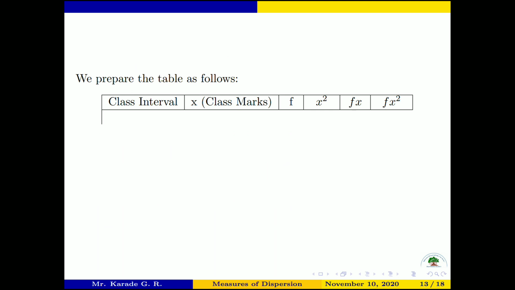Now we prepare the table as follows: class interval, corresponding class marks, and corresponding frequency of class, and corresponding value of x square. Then we write fx, value of fx. Then we write fx square. Okay, the class interval 0 to 20, whose class mark is 10, means value of x, corresponding frequency of class is 1, corresponding value of x square is 100, corresponding value of fx is 10, and corresponding value of fx square is 100.